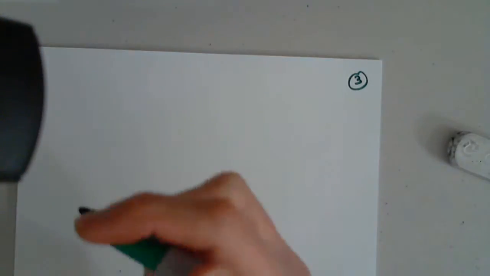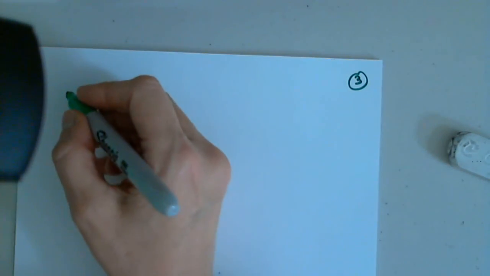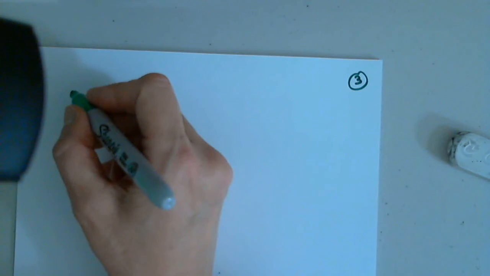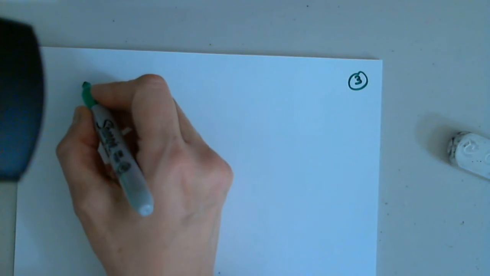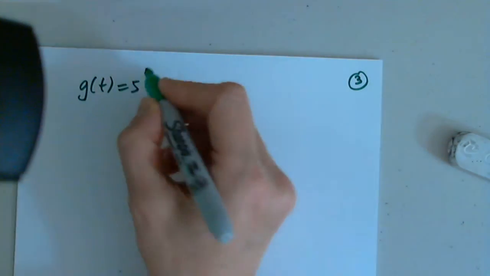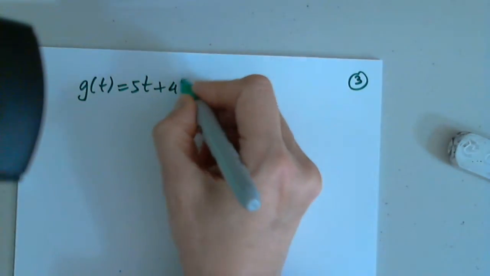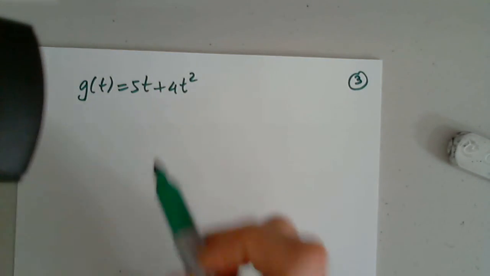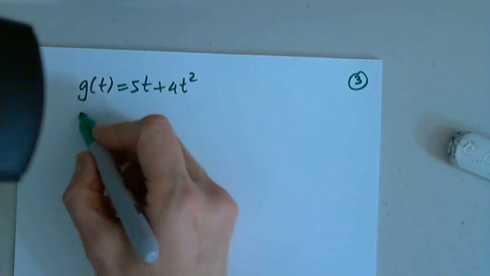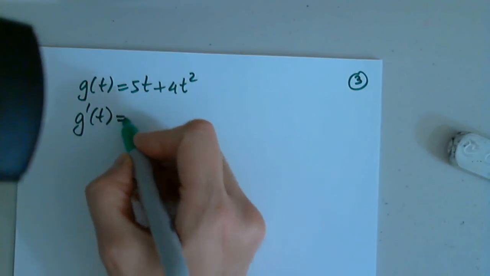What about problem 4, which is... Okay, can you dictate that? Differentiate the function g of t equals 5t plus 4t squared. So 5t plus 4t squared, like this? Yes. Excellent. So this is a sum of two functions. We want to find g prime.